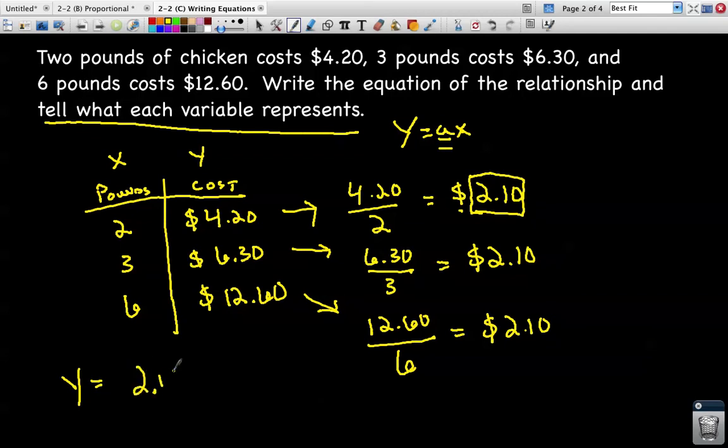$2.10 times however many pounds of chicken I buy. Okay, and that's what my total cost is going to be. And this is my equation.